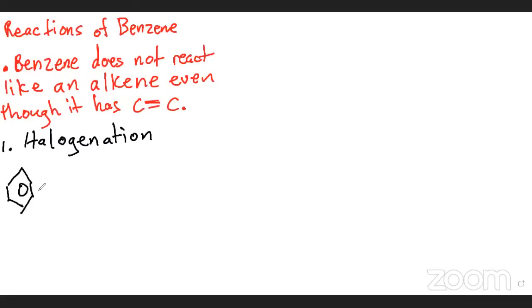All right, so I'm doing the equation first, then the mechanism. If you have benzene and you want to react it with bromine, you are going to use a catalyst. The catalyst is FeBr3. And you will get a bromine attached to it. All right, so that's for the halogenation of benzene.